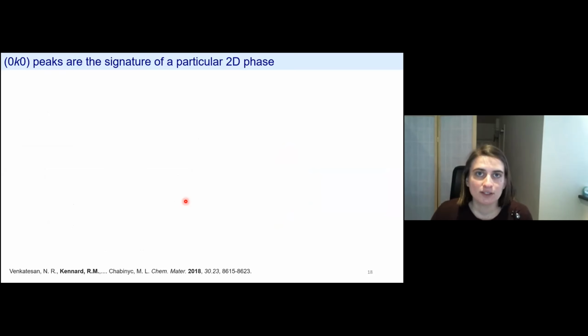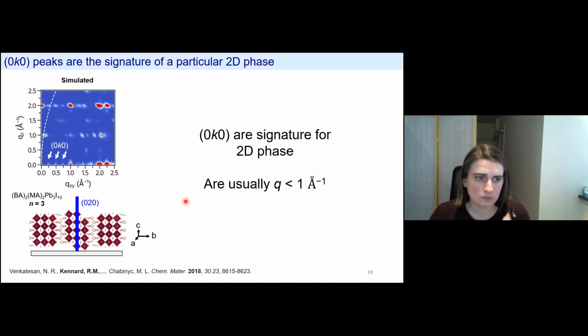So how do we know that we have a particular phase? We look for the signature peaks. In the 2D perovskites, these are the OKO peaks. What these correspond to is the stacking of a particular N on top of a layer of another N. So here we have a tri-layer slab on top of another tri-layer slab on top of another tri-layer slab. That will give us an OKO peak that corresponds to this particular stacking of slabs.